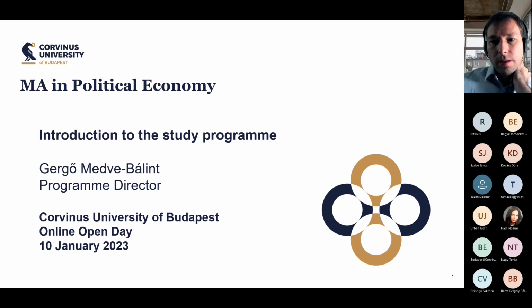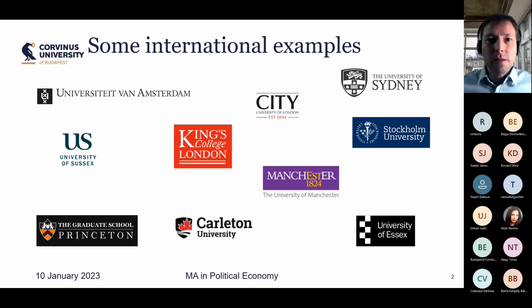The MA in Political Economy at Corvinus University has been modeled after several international examples. Actually, this study program is very popular, especially in the United Kingdom. But there are also many examples for political economy MA degrees in the United States or in other European countries. And this is the first time we offer this study program, not only in Hungary, but also in the region, in Central and Eastern Europe. So this is a very special occasion, and we are all very much looking forward to this coming September, when the new program will be launched.